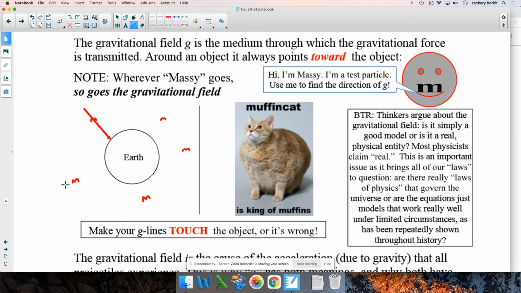So where would Massey go here? It would go toward Earth. It would actually go toward Earth's center. So we draw an arrow toward Earth's center and end right on the surface.